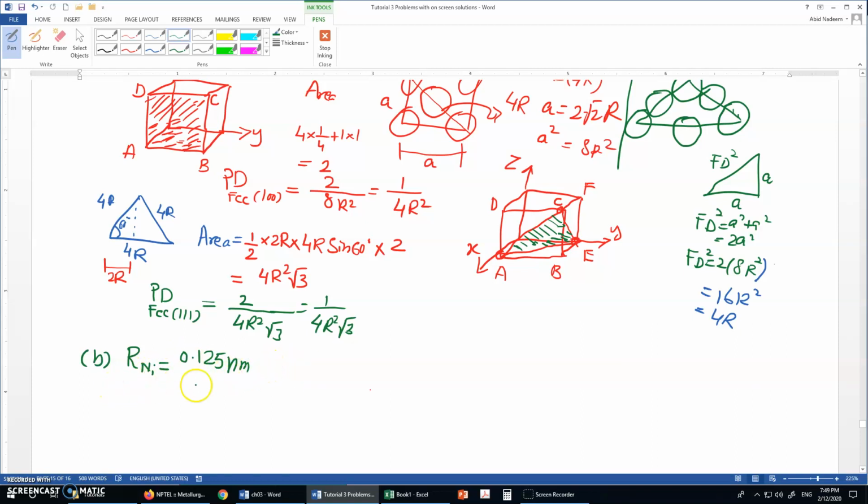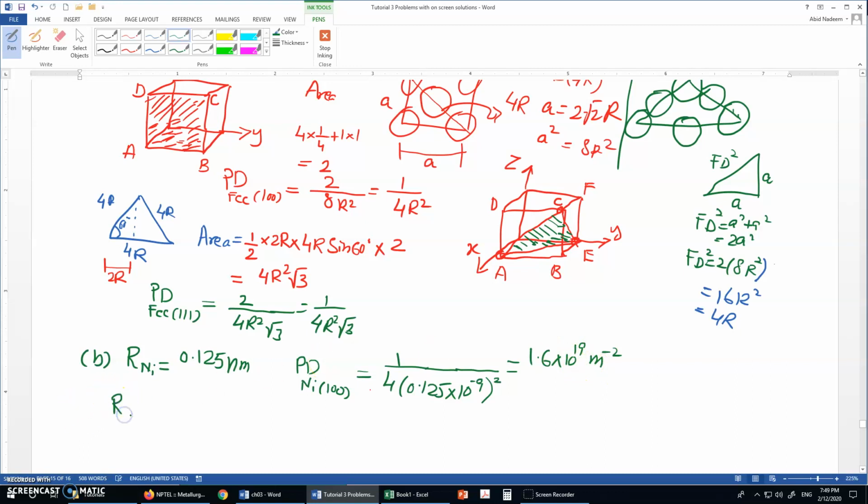So planar density of nickel in 100 direction will use this expression. So 1 divided by 4 into 0.125 times 10 to the power minus 9. So convert nanometer into meters. So it will be this. So you will have 1.6 times 10 to the power 19 atoms per square meter.